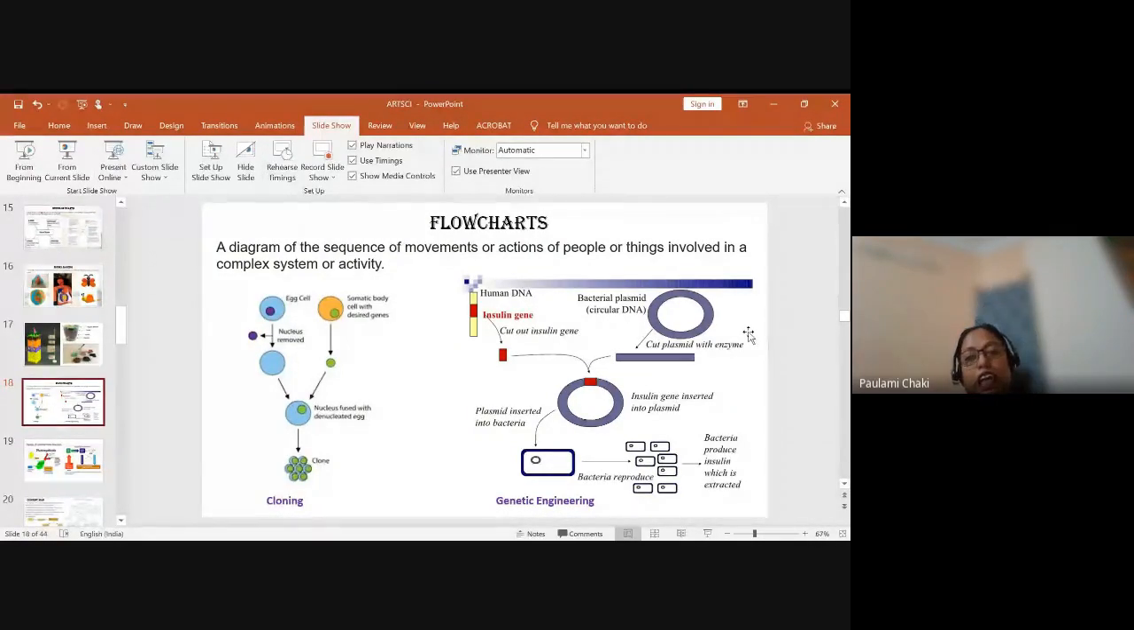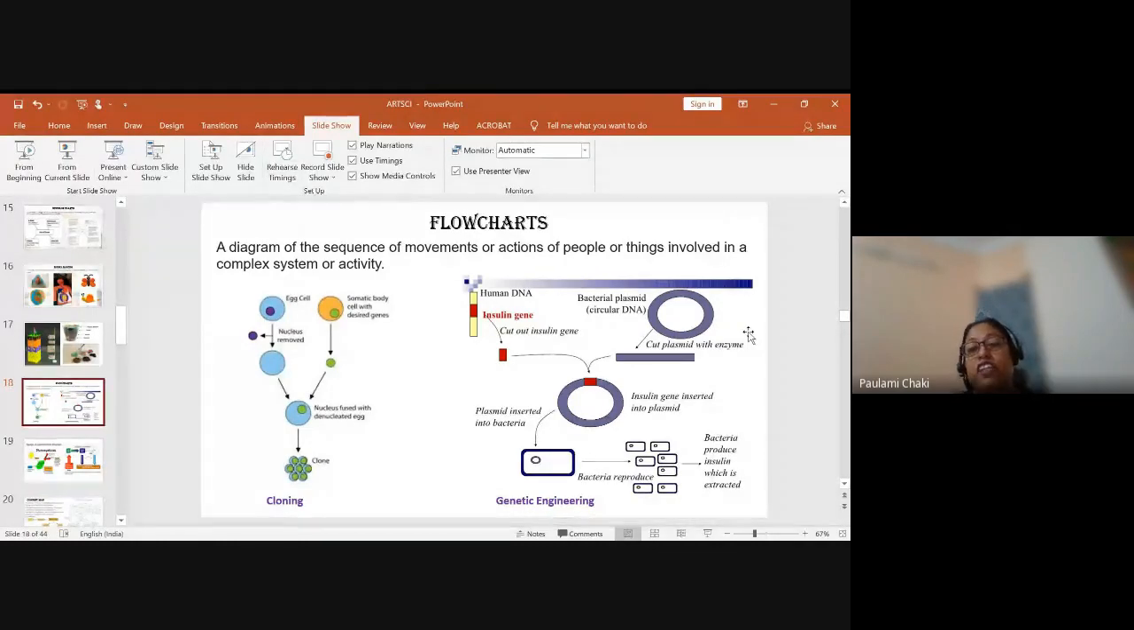Flowchart generally I prefer to do in higher grades from 9 to 12. Flowcharts are a diagram of sequence of movements or actions of people or things involved in a complex activity or in a complex system. Now here you can see I have taken in grade 8, we teach them under reproduction, cloning, Dolly, right? So there you can introduce it. This flowchart will help them to understand the cloning process better rather than using the textual matter. If they are doing this, they will be learning it better.